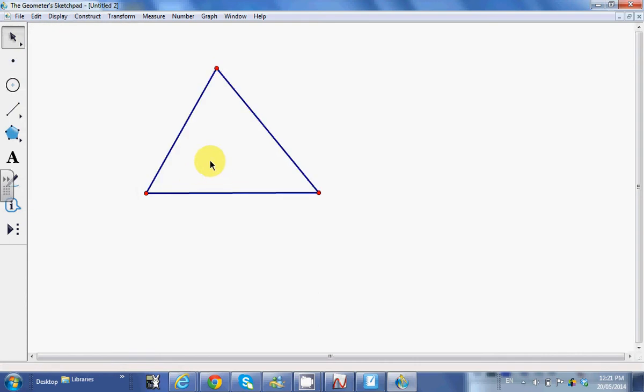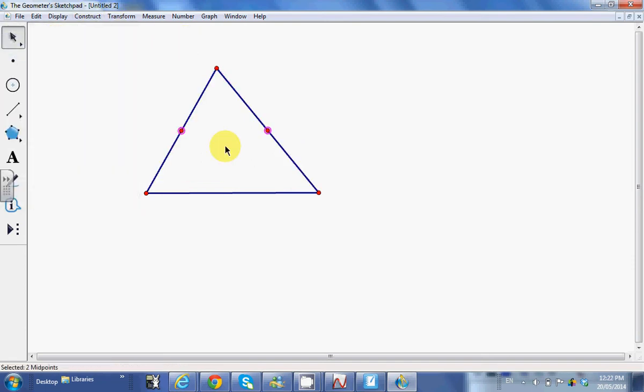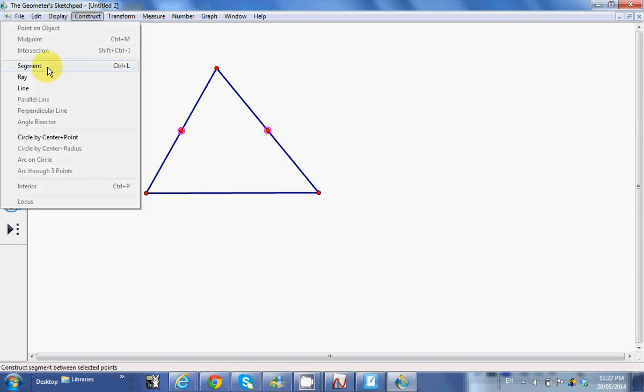Just deselect that. We can click on these two sides, and we're going to find the midpoint. If you want to do each one individually, we could just go up to construct a midpoint, but I can do both at the same time. So construct midpoints. So there they are. And now I'd like to join those together. So I'm just going to go to construct once again and segment.